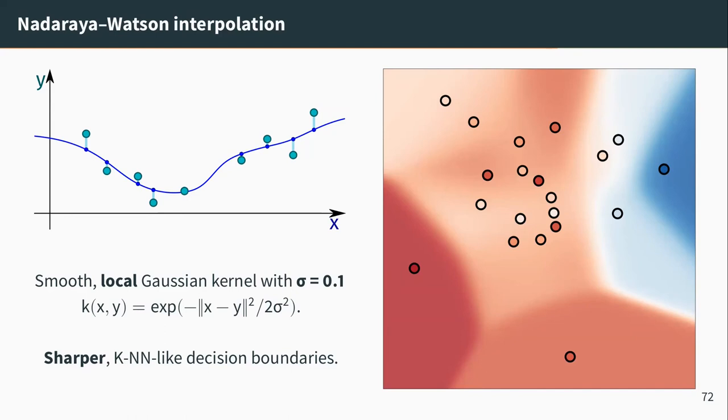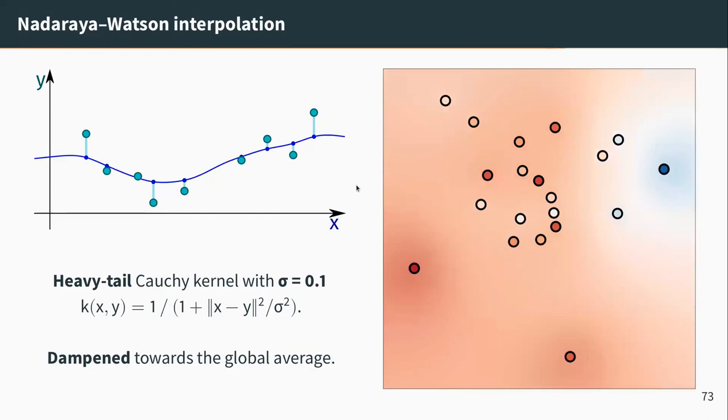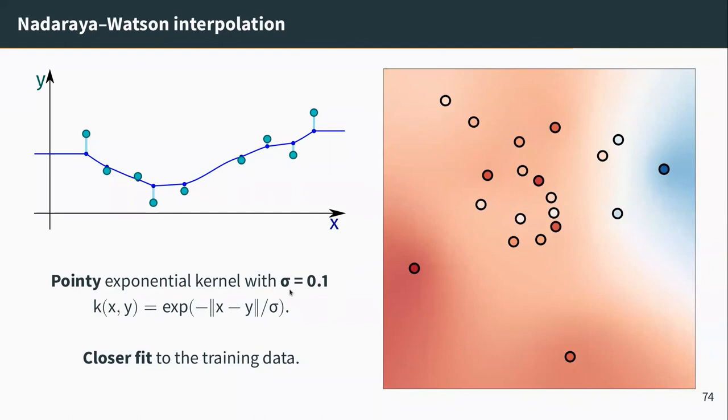So this is for a Gaussian kernel, very smooth, but very local. Now what happens if I take a Cauchy kernel, 1 over 1 plus x squared? It doesn't decay nearly as fast as a Gaussian kernel, and so I get much more averaging towards the mean value. Here it looks underwhelming. Everything is dampened towards the global average. But if I use a pointy exponential kernel with the same deviation sigma, you get a tighter fit to the training data, because intuitively you had your smooth Gaussian interpolation and the curve is trying to make a step to the right, a step to the left, to fit the training points. So depending on the problem, maybe this is what you want.